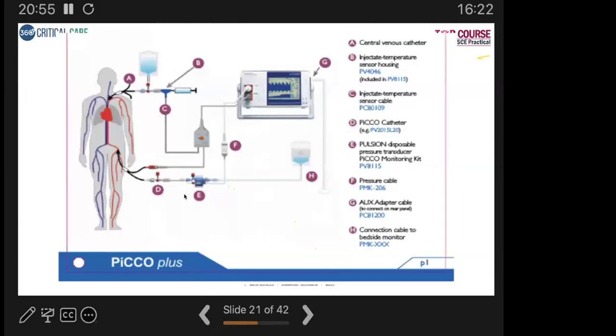Similarly, in the PiCCO, you can see that there is a thermistor manifold and an arterial catheter which is specifically connected to a thermistor. When you inject the cold saline, it automatically senses here, and based on the pulse contour for the continuous measurement, and for calibration, it uses a transpulmonary thermodilution technique.